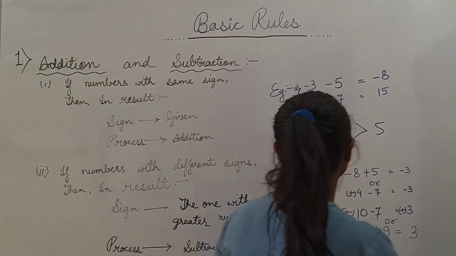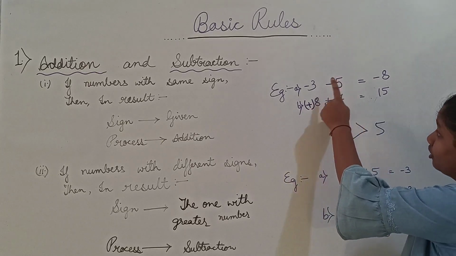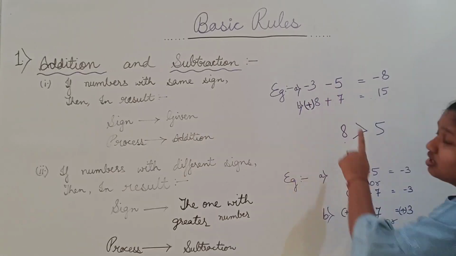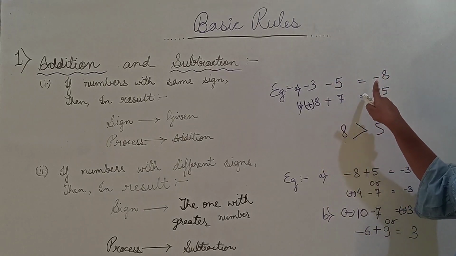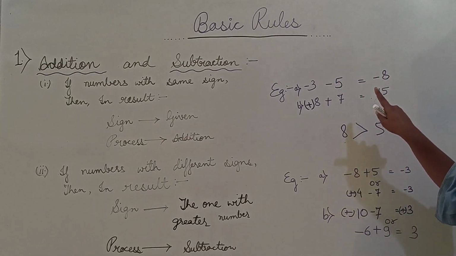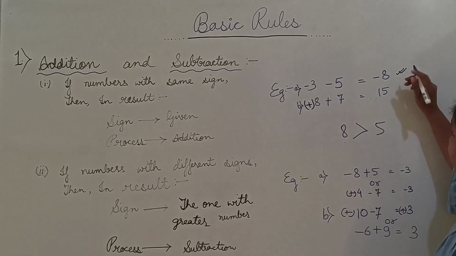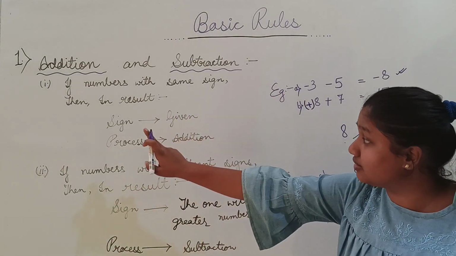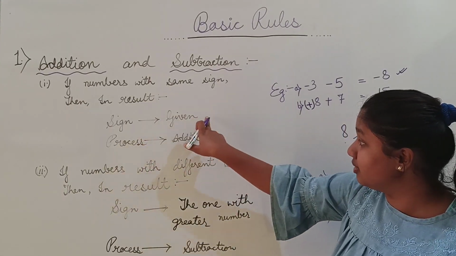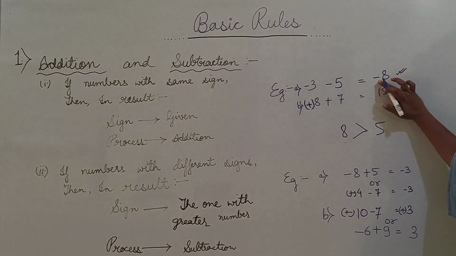For example, here there are two numbers 3 and 5, both with negative sign. Even though the sign is negative, we won't be subtracting it, but the process will be addition. So the resultant will be 8, and since we have seen that the sign will be the given sign, the sign will be negative.